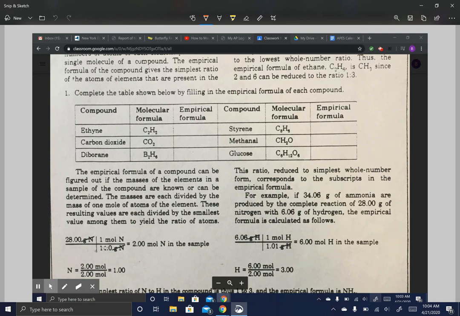And then Friday we'll start a new unit called kinetics. So we're moving along here. So, anyways, here's the answers to this.